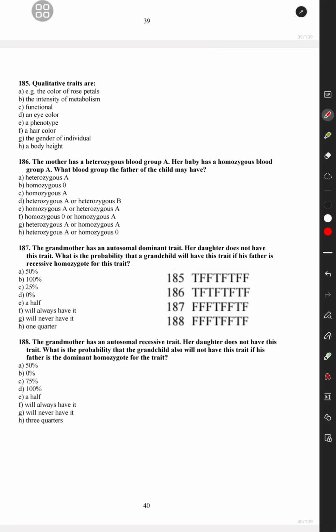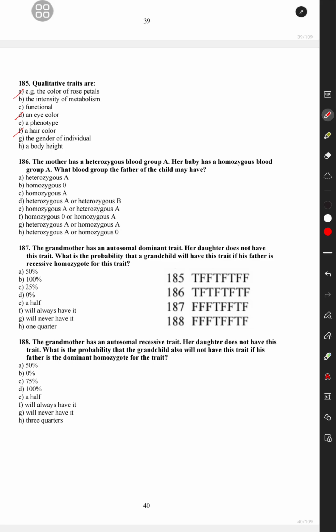Quantitative traits are the color of rose petals. Qualitative, quality, quantity. Color of rose petals कुछ भी हो सकता है. Intensity of metabolism, functional, eye color, phenotype, hair color, gender, body height. True, false, false, true, false, true. Quality, quantity.